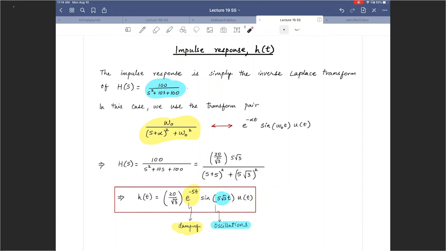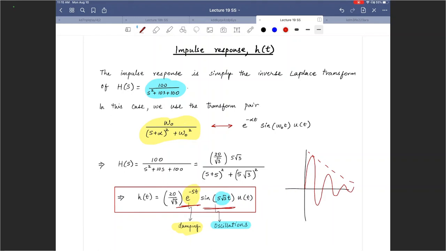So you have an impulse response that looks something like this. It goes down based on the exponential decay, but those oscillations happen because of the sine factor there. Right, so the oscillations are repeating at 5 square root 3, and the damping is happening at the rate of 5. Alpha is 5. All right, questions about this example?